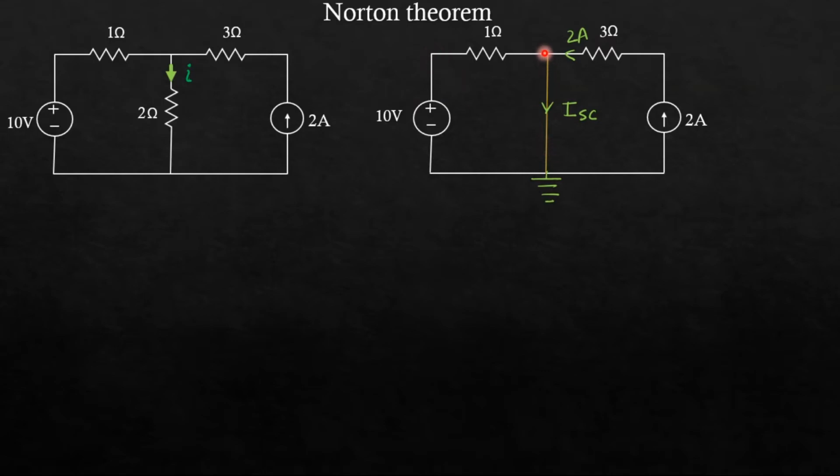Now the voltage at this point is 0 volt because it is short circuited directly. The voltage at this point and this point will be equal. Why? Because there is no resistance in between them, so there is no drop. So the voltage at this point and this point will be equal, that is 0 volt.